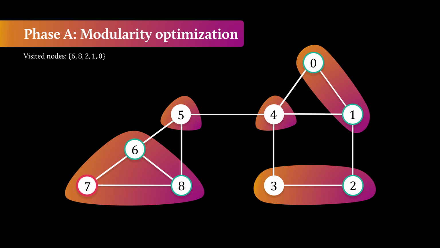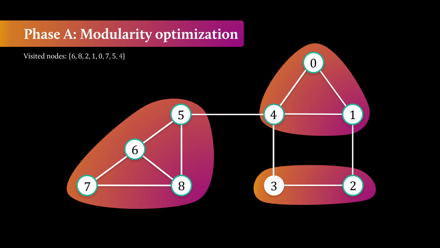Another interesting case is node 7, which will definitely stay in its community, as there are no neighbors located in other communities that 7 is not yet part of. We keep going until we've visited every node of the graph.